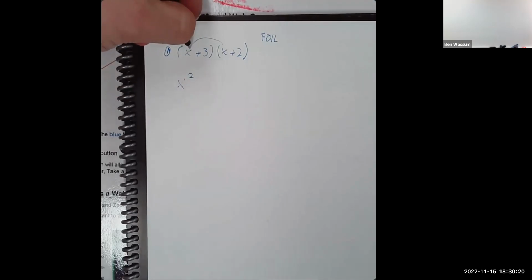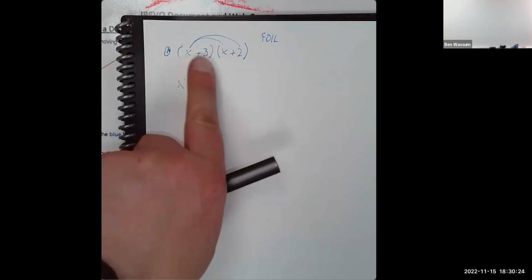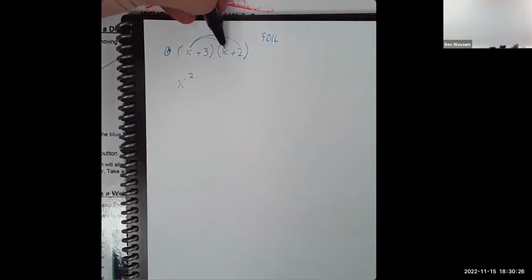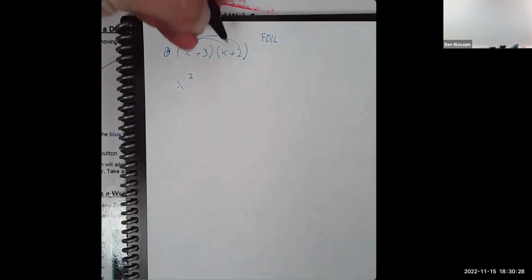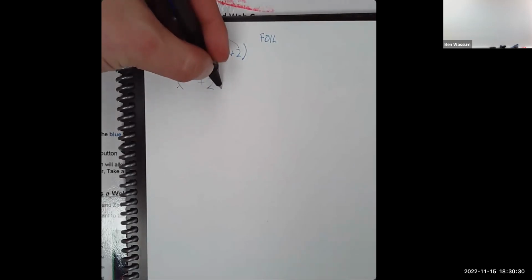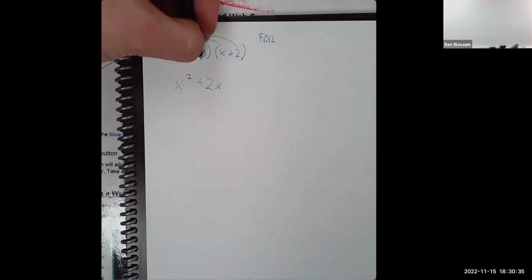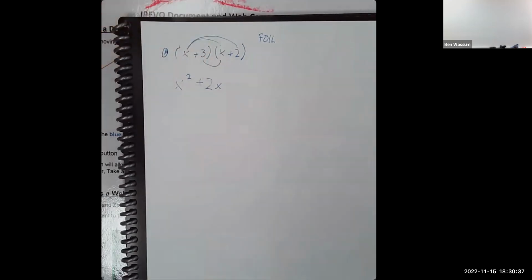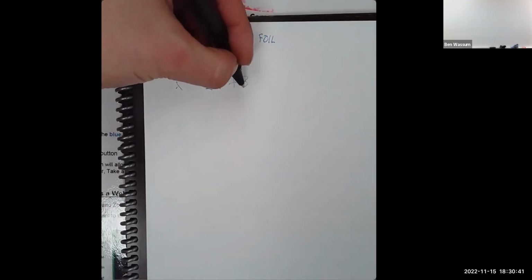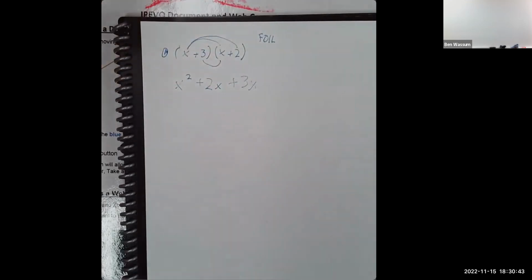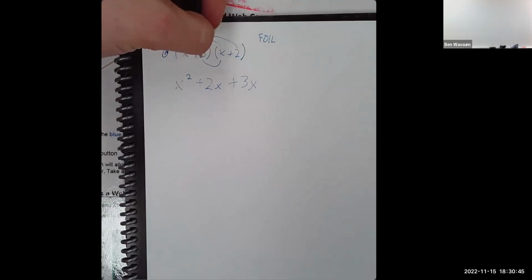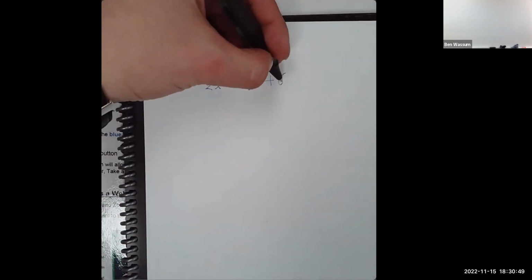Outer, so you take this first x and you multiply it by that guy. Notice what's happening, this one times both of those. So we have that x times 2, we get a plus 2x. Then we do inner, so it's this one times that one. 3 times x, we have 3x. And then last, 3 times 2, we have a 6.